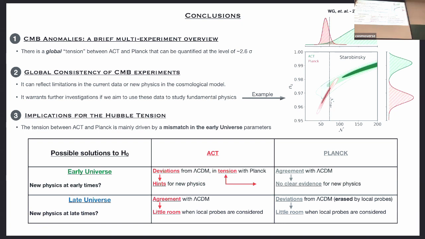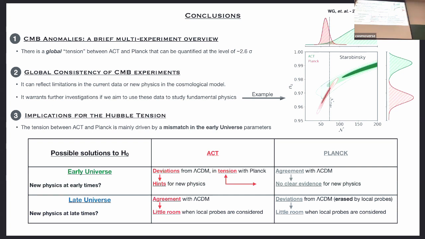And here I'll give an example. If we want to use ACT and Planck data to study the physics of inflation, they provide very different answers, also for well-established inflationary models such as Starobinsky inflation. You see that Planck is in perfect agreement with Starobinsky inflation, while this model is basically ruled out by ACT at several standard deviations, simply because you would need too long a last epoch of expansion to explain the data.